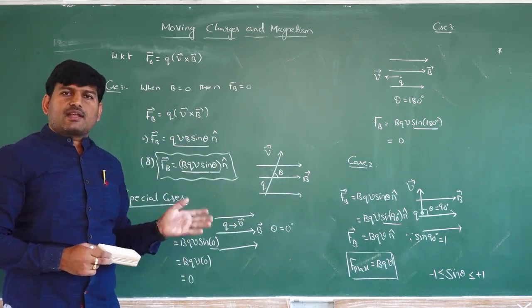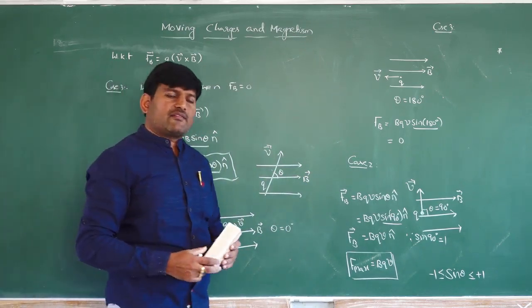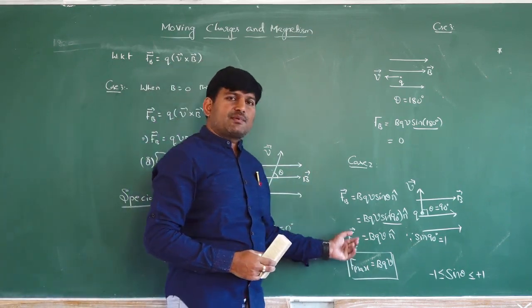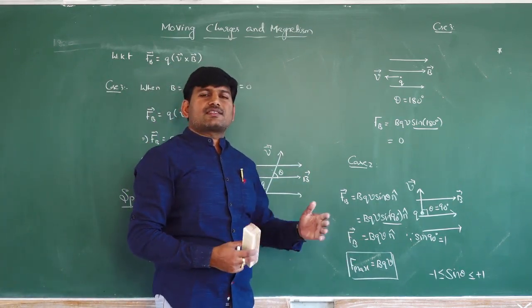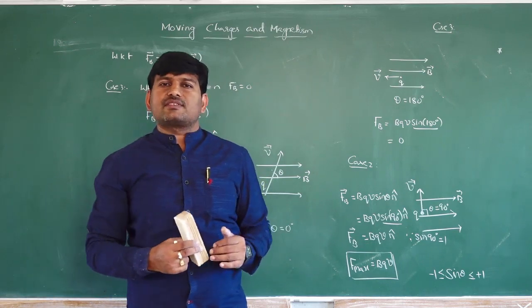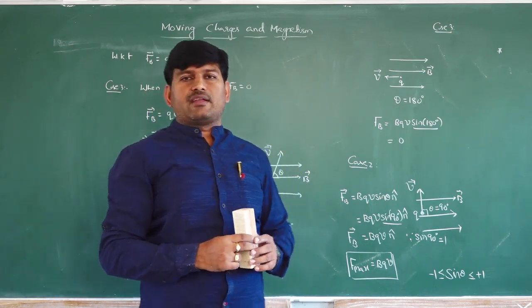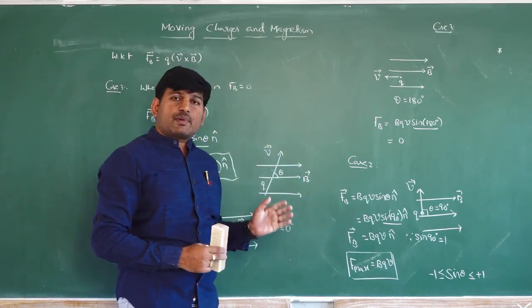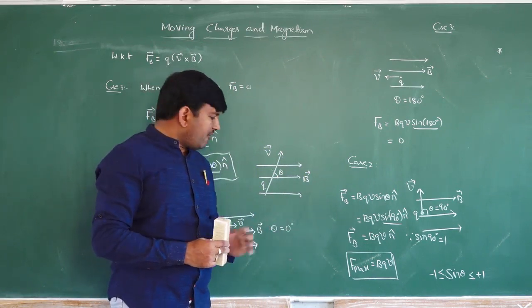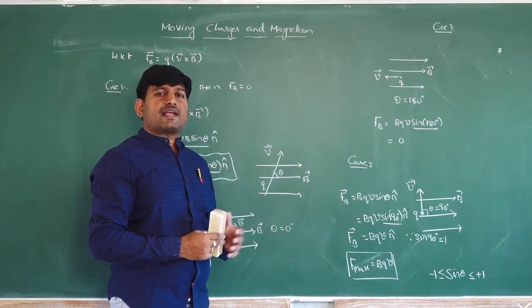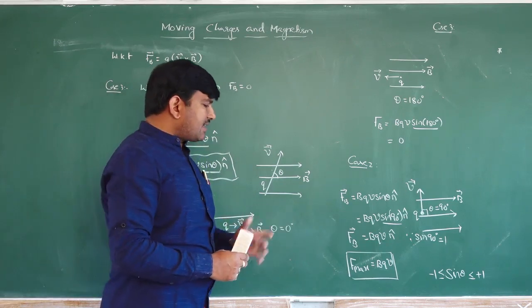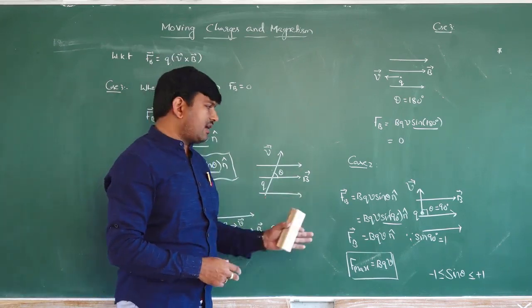If a charged particle moves perpendicular to the direction of magnetic field, then it will experience the maximum magnetic force. So they may ask a question: when does the charge experience the maximum value of magnetic force? The answer is when it moves perpendicular to the direction of magnetic field. Then in this case, what is the direction of the magnetic force acting on it?